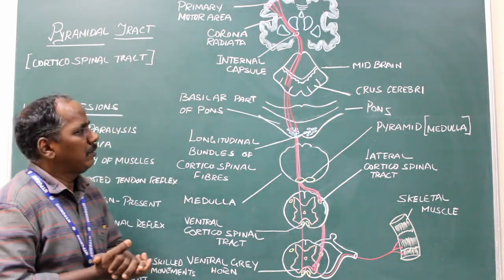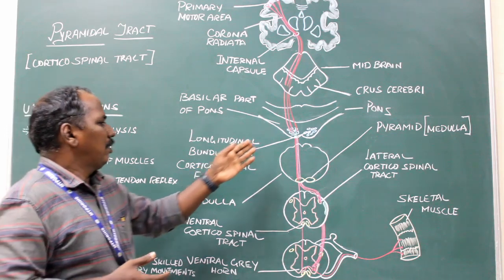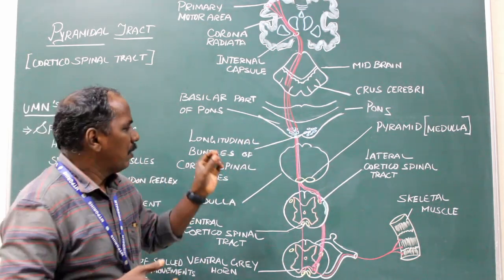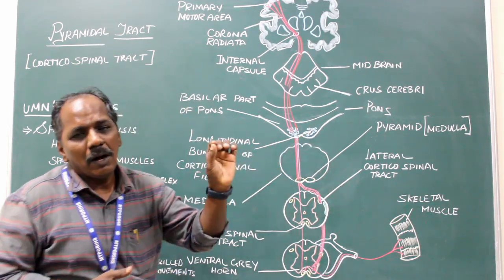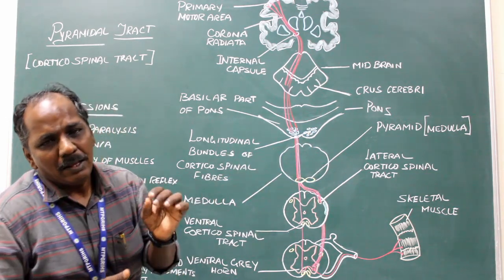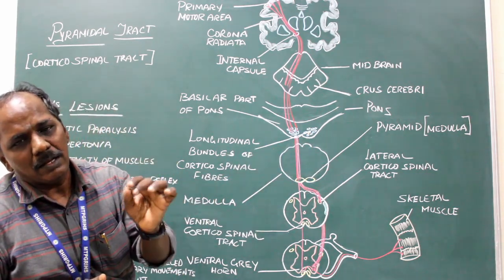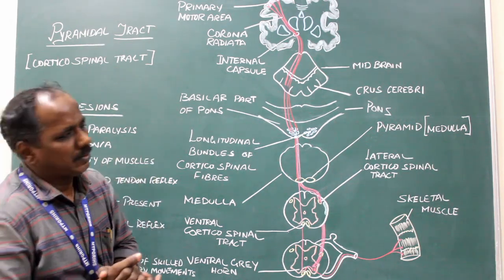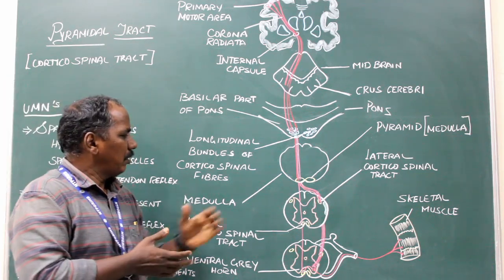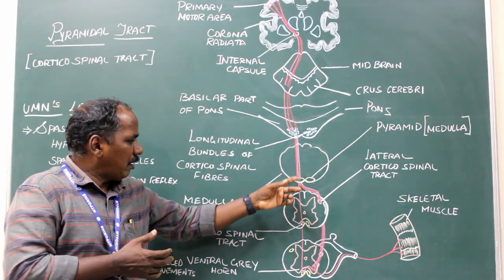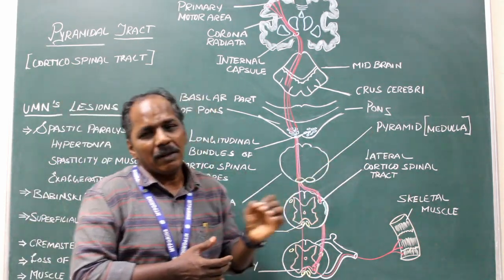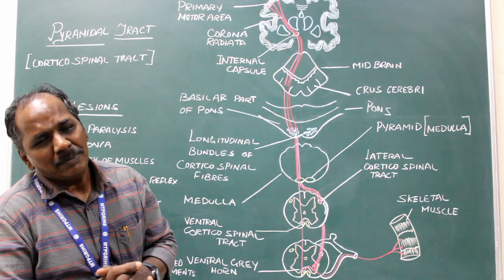In the pons, the fibers are divided into many small longitudinal bundles by pontine nuclei and cerebellopontine fibers. In the medulla oblongata, the fibers descend in the pyramid of the medulla, hence the name pyramidal tract.